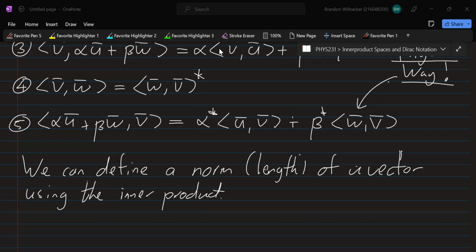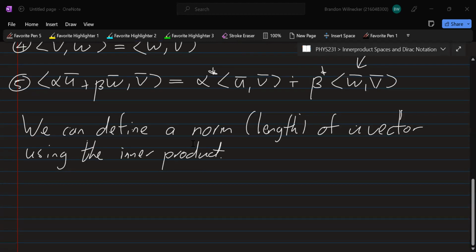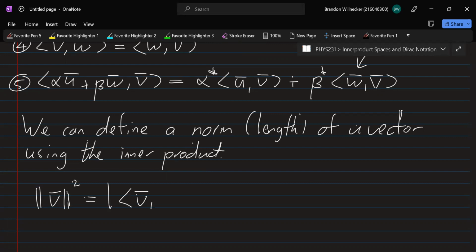Because so far, these vectors have just been objects in the vector space. We can add them, we can scale and multiply them, but they haven't had any length yet. They've just been those vector objects. So how do we give it a length? Well, we say that the norm of the vector v squared is given by the absolute value of the inner product with itself squared. That is the length of the vector.